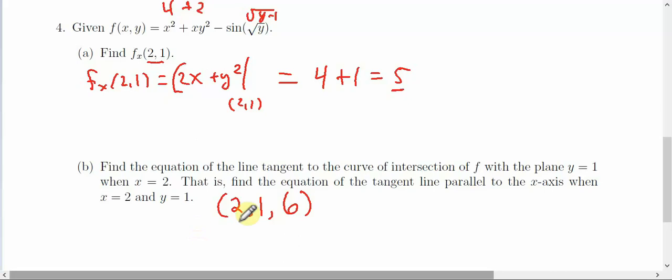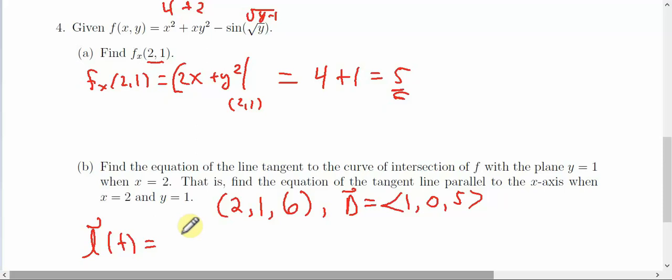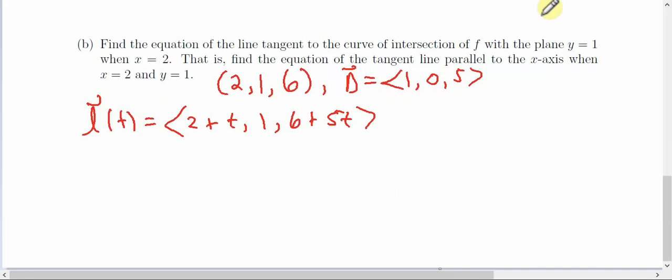When I find the equation of the line, I also need a direction vector. So there's my point. Here's my direction vector. Since I'm going in the x direction, it's one step in the x direction. I don't go anywhere in the y direction. And then the slope in that x direction is 5. That's what we calculated above. So the equation of that tangent line is a vector, and we write it in vector form. It's the x coordinate plus the x component times t, the y coordinate plus the y component times t, and then the z coordinate plus the z component times t. And so there's your equation of the tangent line.